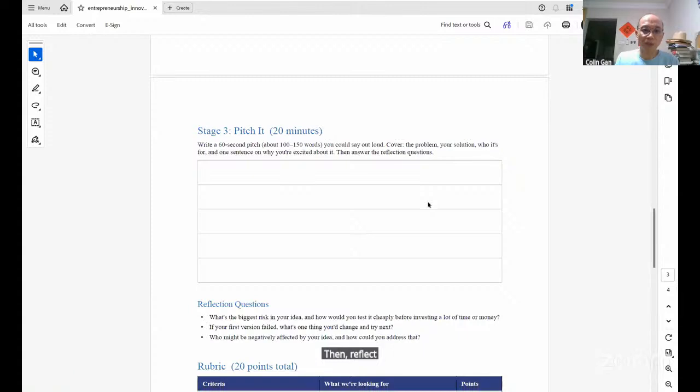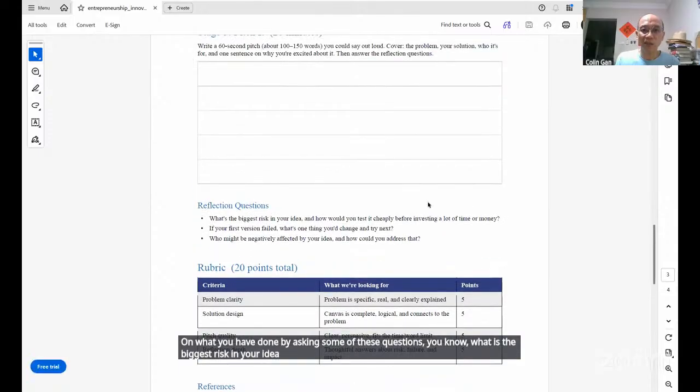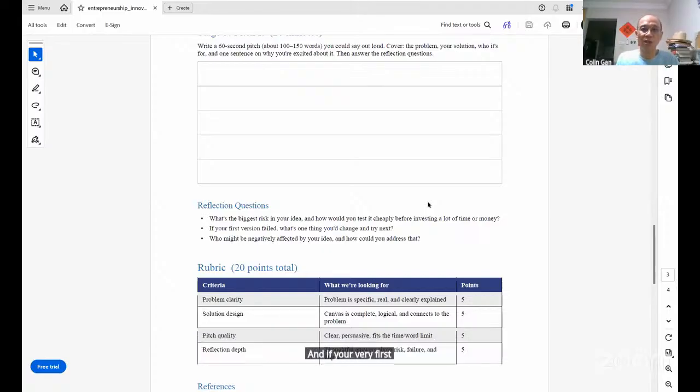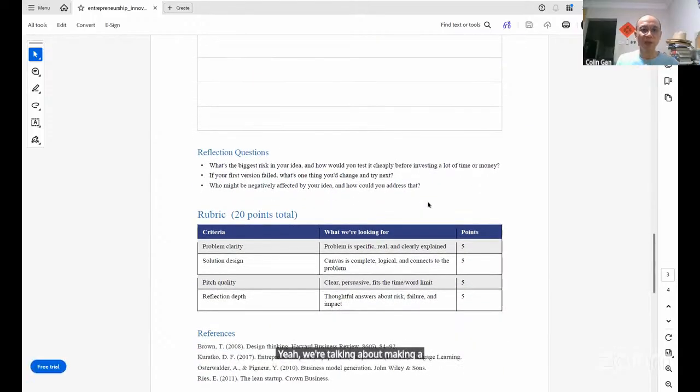Then reflect on what you have done by asking some of these questions. What is the biggest risk in your idea? How would you test it before investing a lot of time or money on it? If your very first version failed, what's one thing you're going to change and try next? Finally, who might be negatively affected by your idea and how can you address that? We're talking about making a good impact in the world.